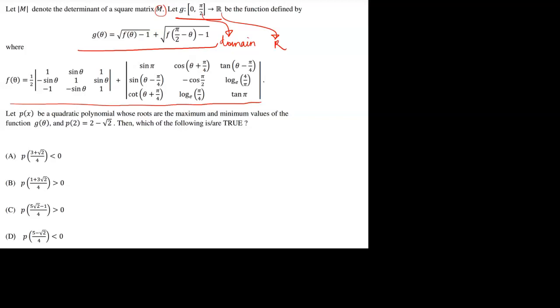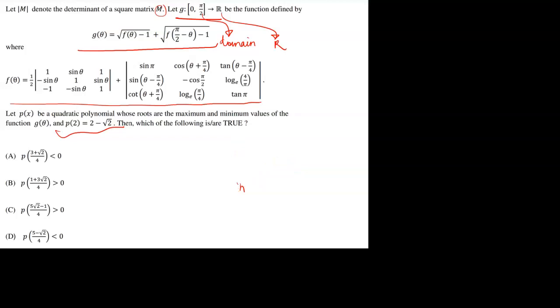Let p(x) be a quadratic polynomial whose roots are the maximum and minimum values of the function g theta. See, g theta will have some maximum value and some minimum value, and these are the roots of the quadratic polynomial p(x). Okay, and one value is also given, p(2) is 2 minus root 2. So we have to check which option is correct here.